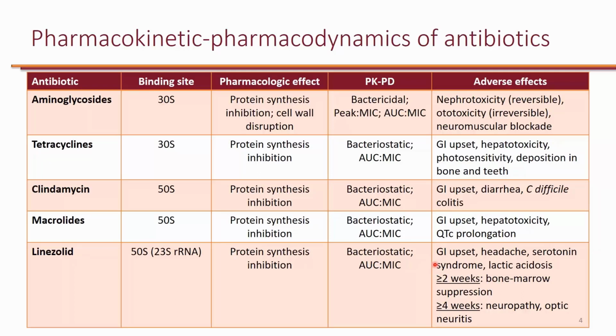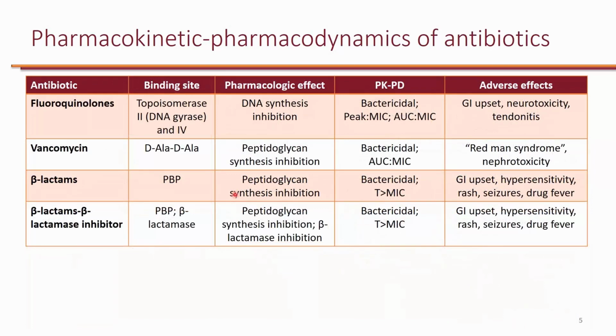Now, generally speaking, linezolid leads to GI upset, headache, and occasionally it can cause serotonin syndrome, especially if it's used in combination with SSRIs. And within the first 2 weeks, you can also experience lactic acidosis. Now, beyond 2 weeks, patients may also experience bone marrow suppression. So this could be a drop in white blood cells, so neutropenia. It can lead to a drop in red blood cells, so anemia can happen beyond 2 weeks. Now, beyond 4 weeks, that's when neuropathy can happen, and rarely optic neuritis.